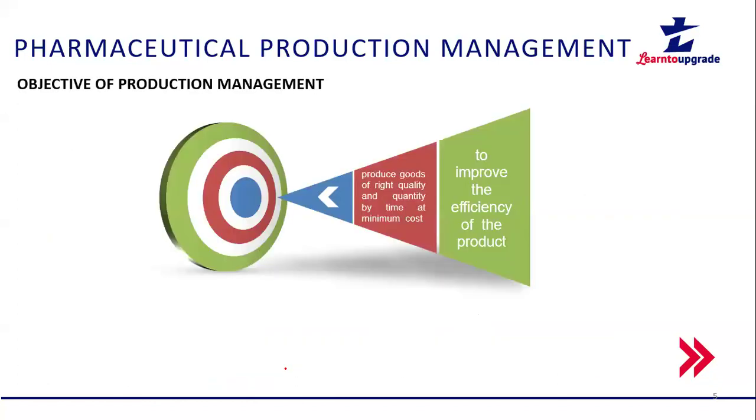So what is the objective of pharmaceutical production management, right? We have seen in the first slide that there is an input and an output. So the first objective is to produce the goods in the right quality and right quantity, and most importantly to make them in the correct time and with minimal cost, right? You can produce goods of very good quality, you can make huge batches, but if you're not making them in time, then you cannot sell those products, right?